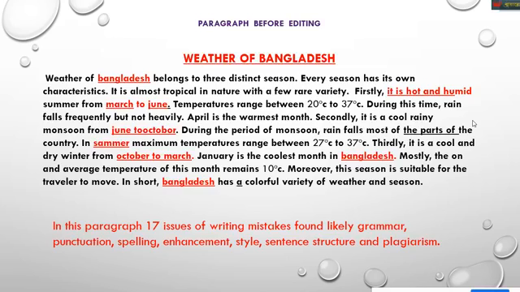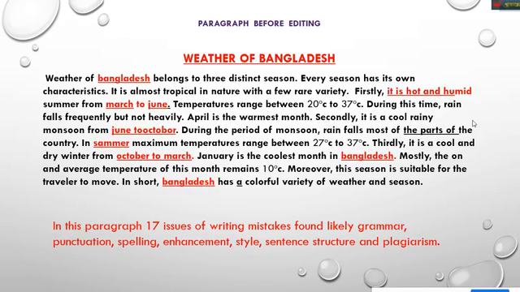So I found some mistakes. You see, in this paragraph, 17 issues of writing mistakes were found. Okay, you see some places or some words are reddened, colored. Okay, that means here some mistakes are there. Okay, so in this paragraph we got 17 issues of writing mistakes, such as grammar, punctuation, spelling, enhancement, style, sentence structure, and plagiarism.